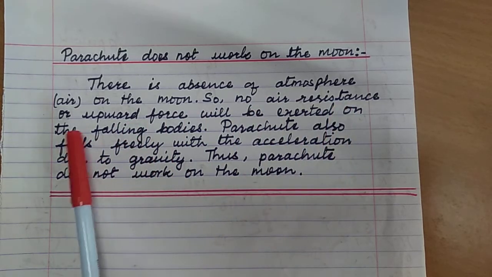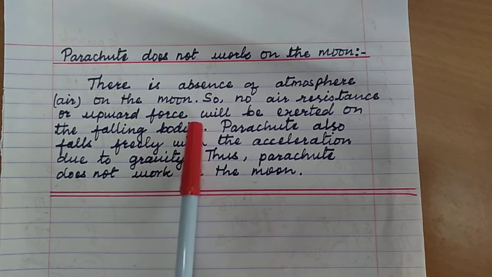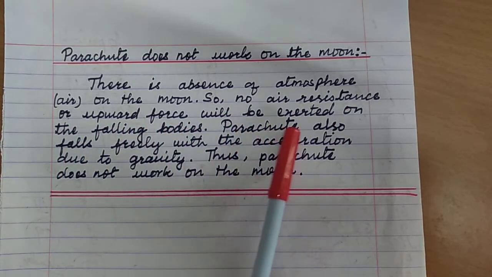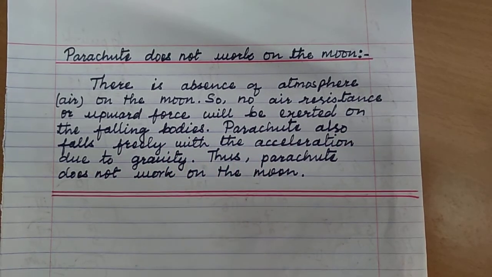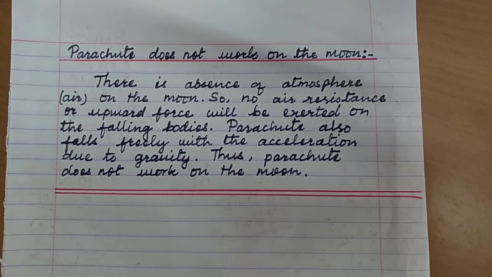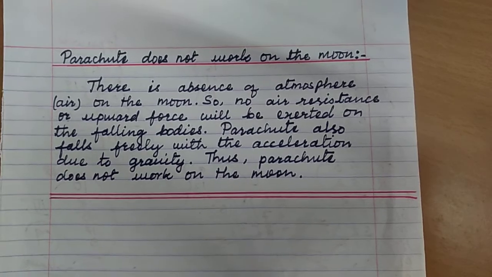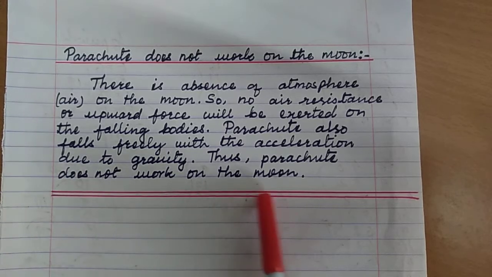There is an absence of atmosphere on the moon, because the moon does not have an atmosphere on its surface. So no air resistance or upward force is acting on falling bodies on the surface of the moon. There is nothing to balance the weight of a falling body on the surface of the moon. That is why the parachute also falls freely. The parachute falls straight down on the surface of the moon with the acceleration due to gravity. Falling down with full speed means it is equal to the acceleration due to gravity. Thus, a parachute does not work on the moon.